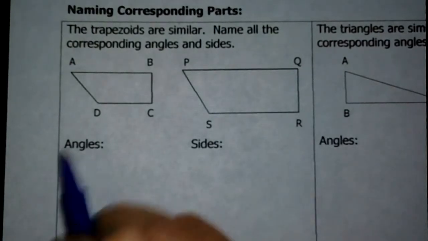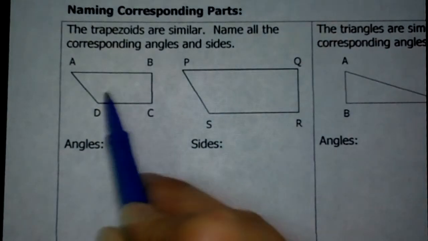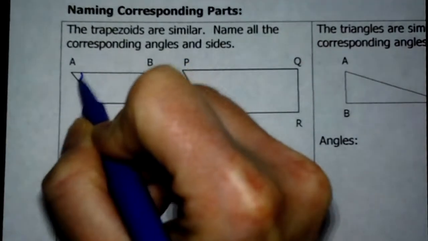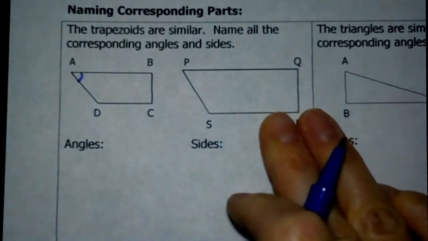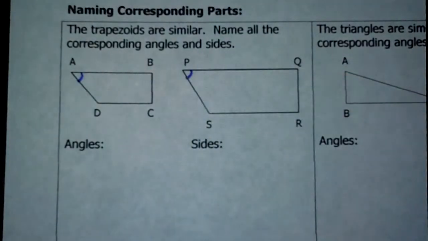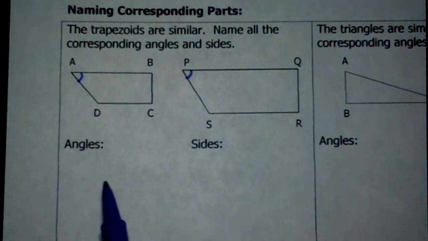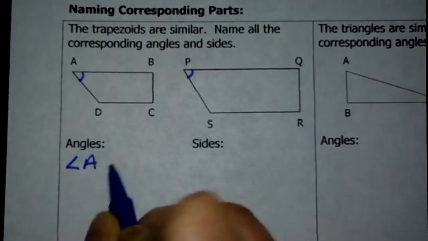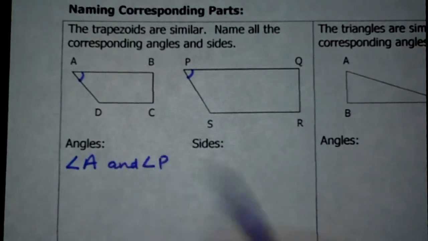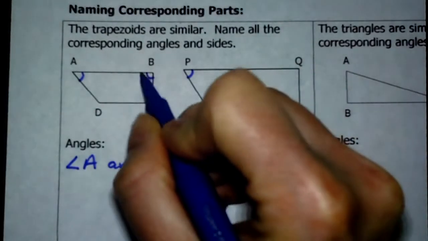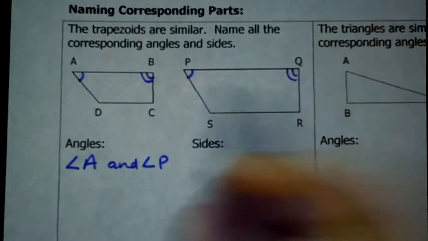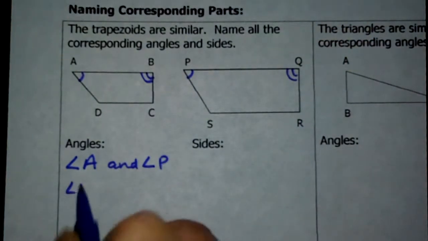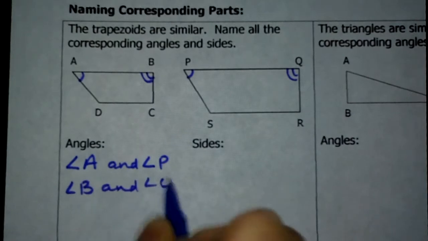Okay, so right here, we're going to start with the corresponding angles. I see that these are in the same exact position. So this angle A right here, on this other trapezoid, P is in the exact same position as angle A. So we're going to say for corresponding angles that angle A and angle P are corresponding. The way to list an angle is you draw a little angle symbol in front of it, angle A and angle P. So they match up from one shape to the next. Next we'll do B, and I'm going to use two little arcs here, and two little arcs here with a Q. B and Q match. So I'll say angle B and angle Q.